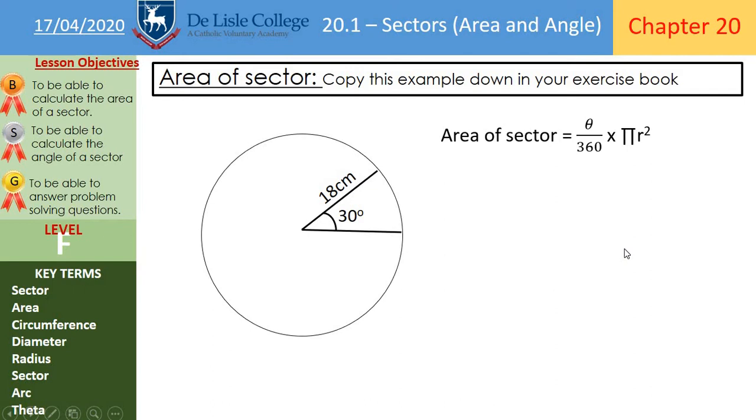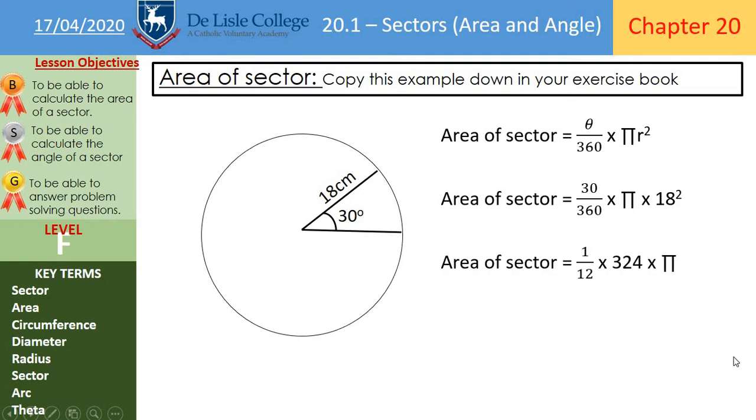What we will next do is substitute in any values we know into the formula. Well, we know what theta is, it's 30, and we know the radius is 18. So we can put that in here. We're doing 30 over 360 multiplied by pi multiplied by 18 squared. Make sure you remember to put the squared into your calculator. You're looking for the button that has an X and a squared sign, and that will do it for you.